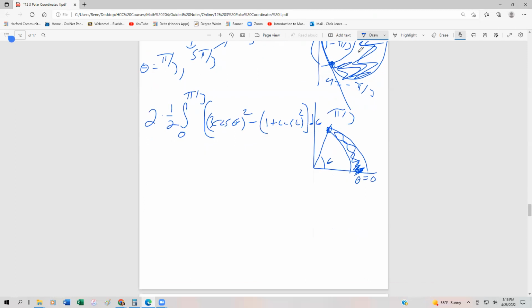Now we can FOIL that out. We're going to get the integral from 0 to pi thirds of 9 cos squared theta minus the quantity 1 plus 2 cos theta plus cos squared theta.